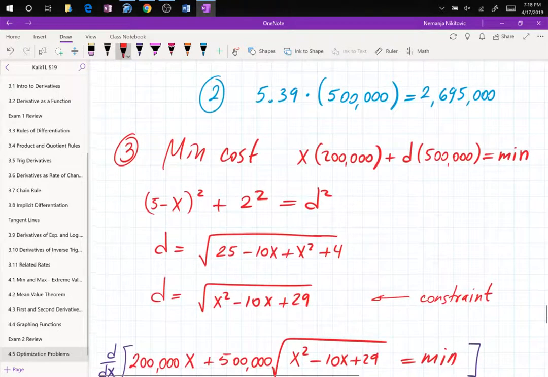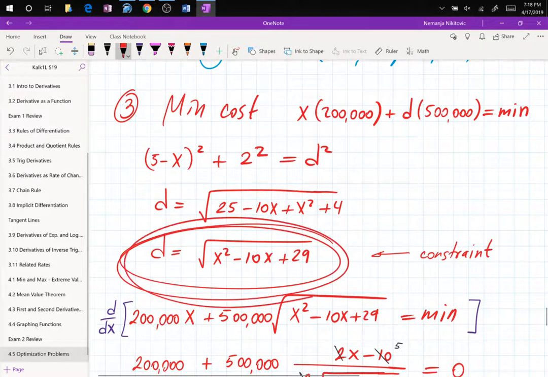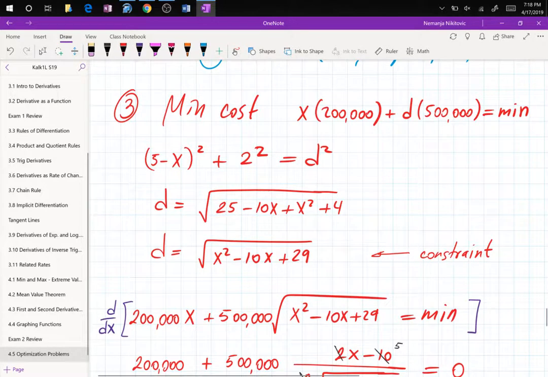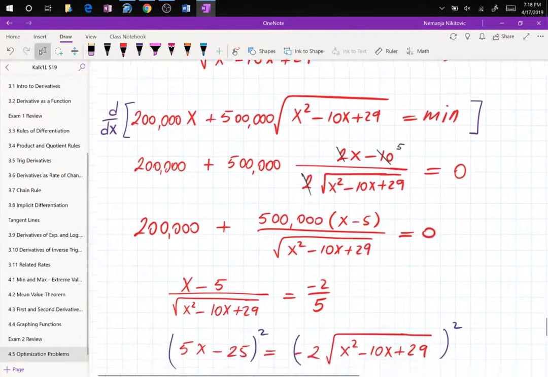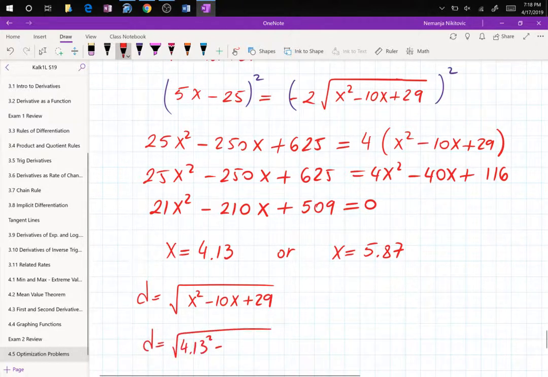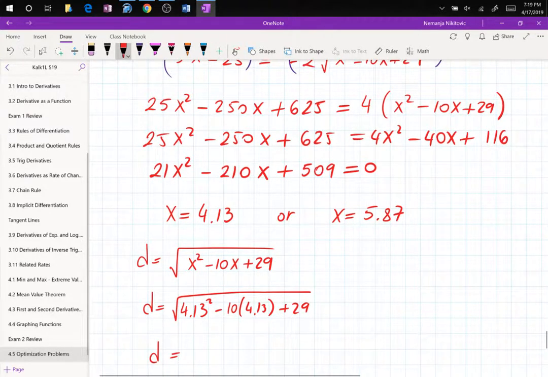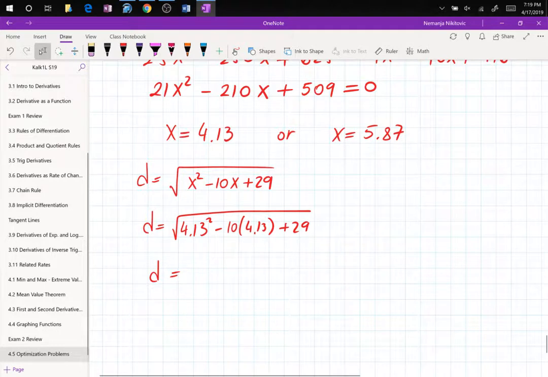D was about a year ago. This one, this square root over here. So we can calculate the value for d: x squared minus 10x plus 29. And we plug in 4.13 in it. So distance is square root of 4.13 squared minus 10 times 4.13 plus 29. And that distance is going to be what?